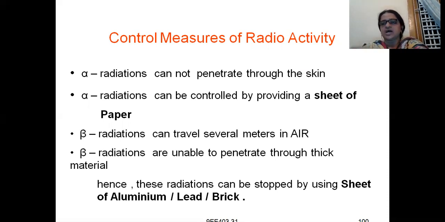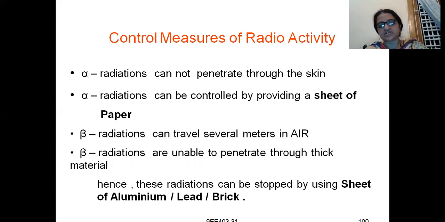Whatever the radiations are, we need to control them. Alpha radiations can be controlled by providing a sheet of paper. Alpha radiations will not penetrate through skin, and if you provide a separation like a sheet of paper, the alpha radiations will not pass through it.